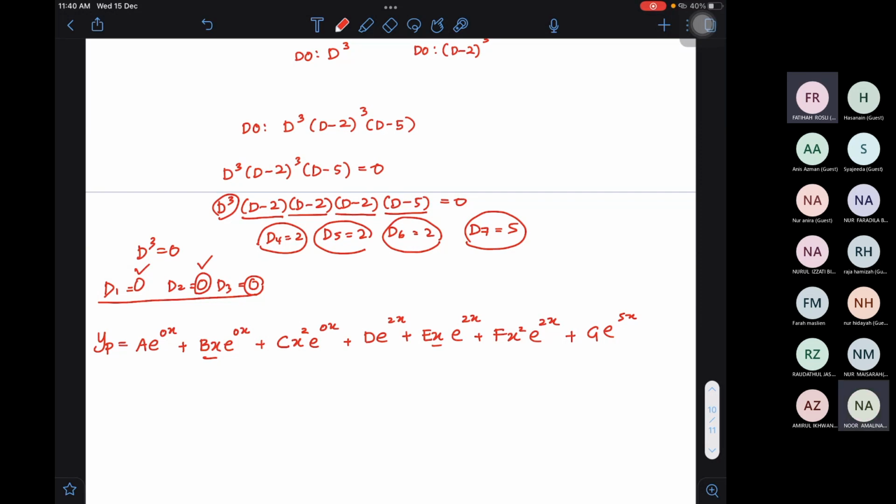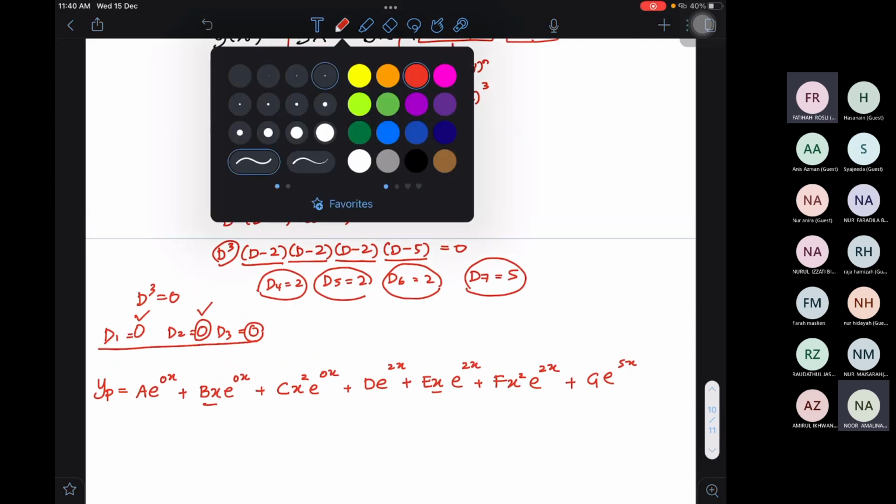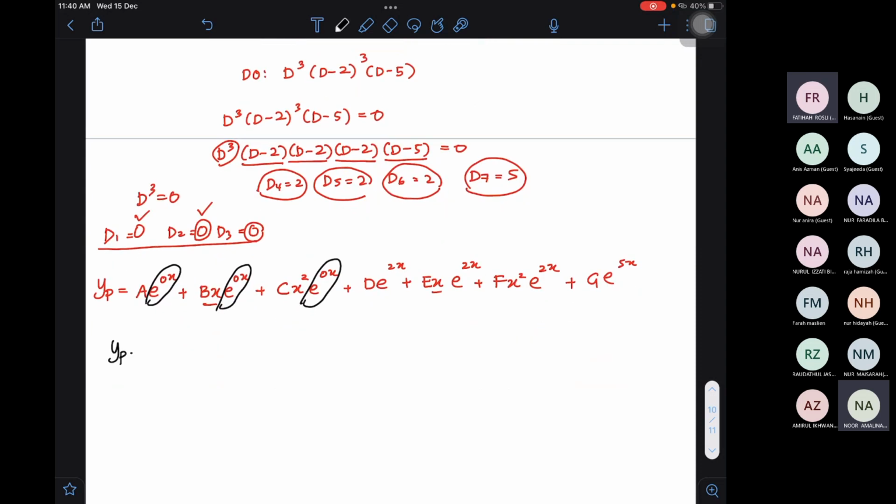But kena check YP ni ada tak yang sama dengan YC tadi before that. Okay, disebabkan eksponen 0 ni sama dengan 1, kita tak payahlah tulis pening banyak sangat. So kita boleh tulis balik YP kita adalah A tambah Bx tambah Cx square tambah D eksponen 2x tambah Ex eksponen 2x tambah Fx square eksponen 2x tambah G eksponen 5x.